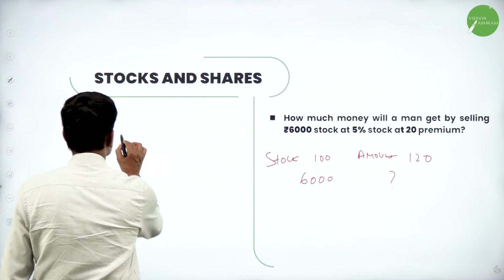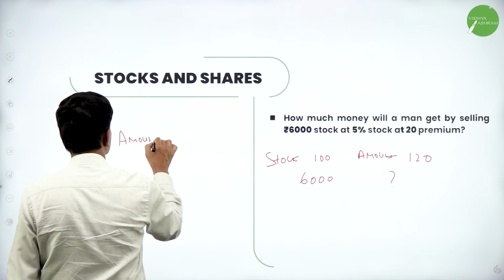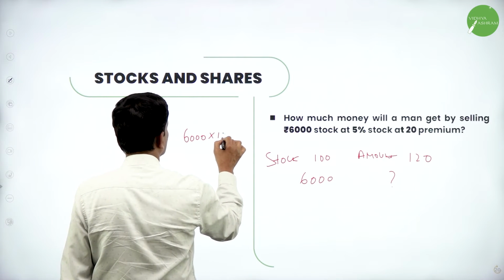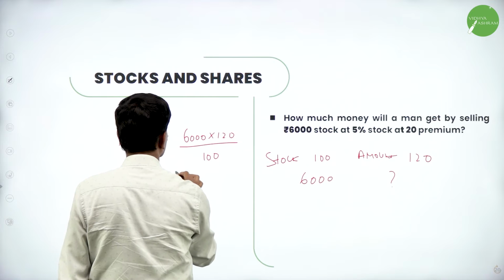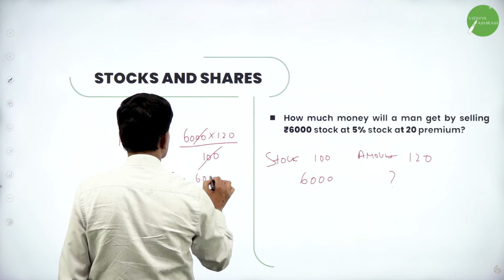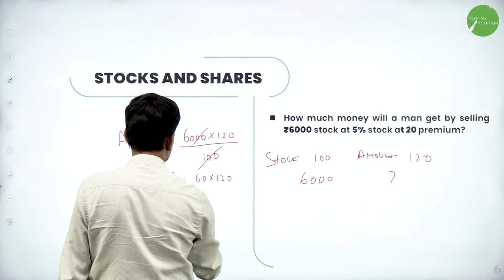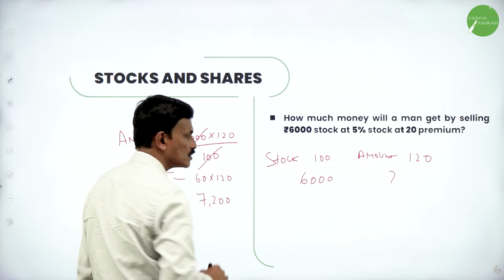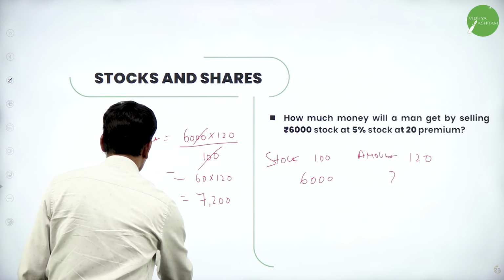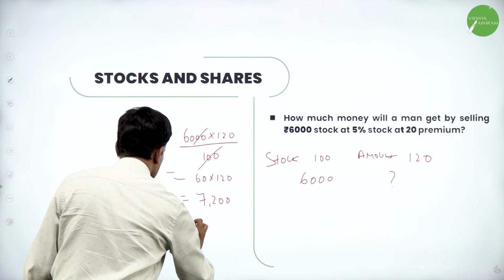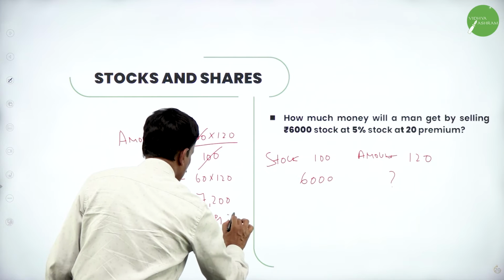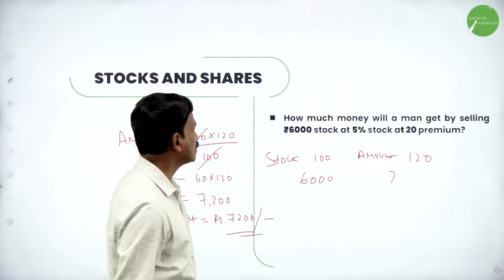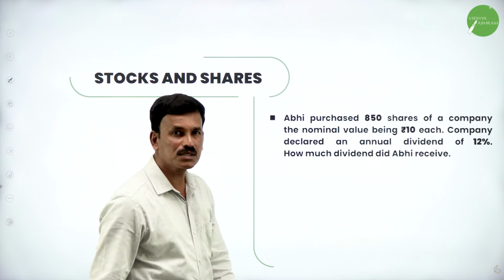So therefore the amount is equal to 6,000 into 120 divided by 100. So what is this equal to? 60 into 120, that's equal to 7,200, right? So therefore the amount is equal to rupees 7,200. That's it. So you'll get 7,200 from this. Now let us move on to the next problem.